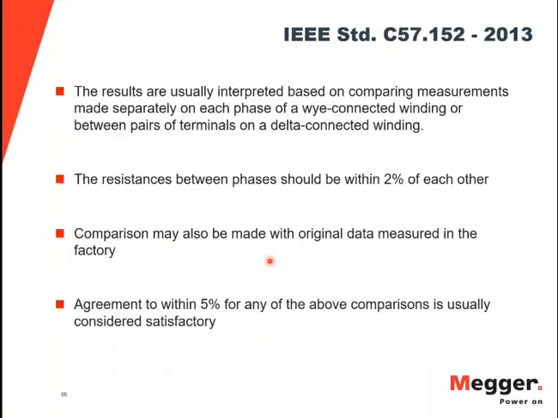Now let's talk about some of the standards and the recommended limits. If you were to do the winding resistance test, then you can compare the readings between the phases, and the difference between the phases should not be more than 2%. That's from IEEE C57.152.